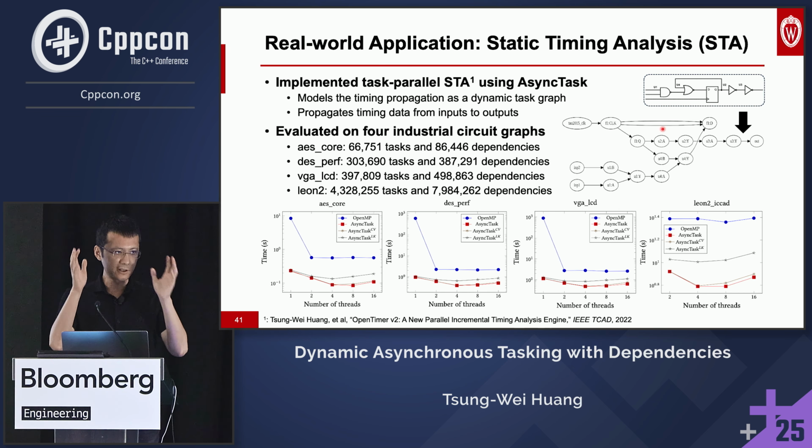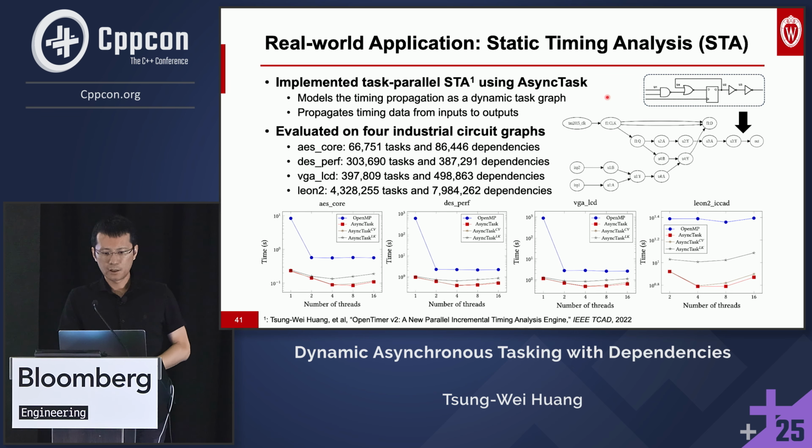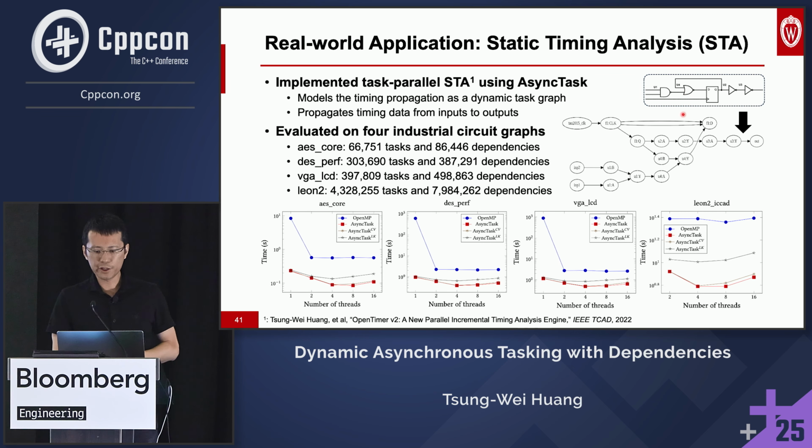We implemented the task parallel STA algorithm using AsyncTask, where the timing propagation is modeled as a dynamic task graph that propagates the timing data, such as arrival time, slew, delay, constraint value, and so on, from the inputs of the circuit all the way to the output of the circuit. For example, here I am showing you a task graph that represents the timing propagation of a very simple circuit that has only 5 gates.